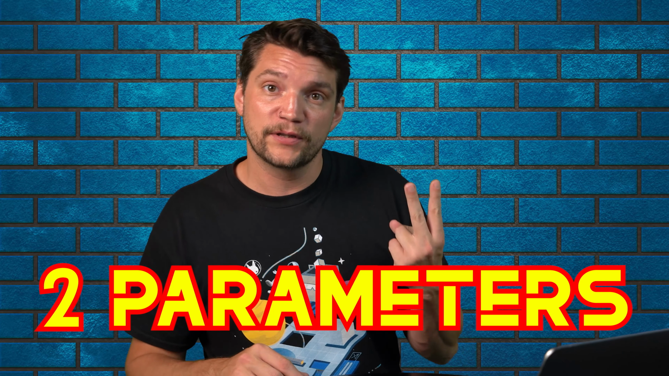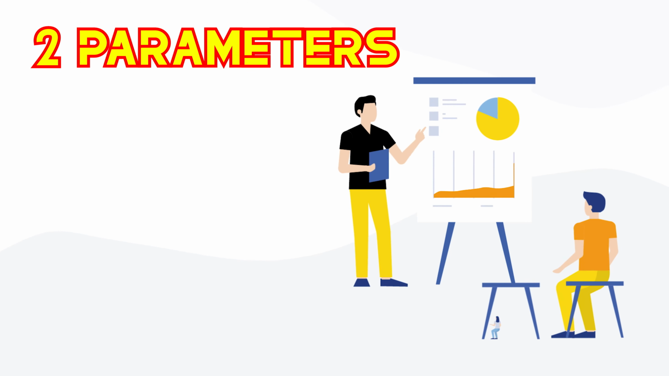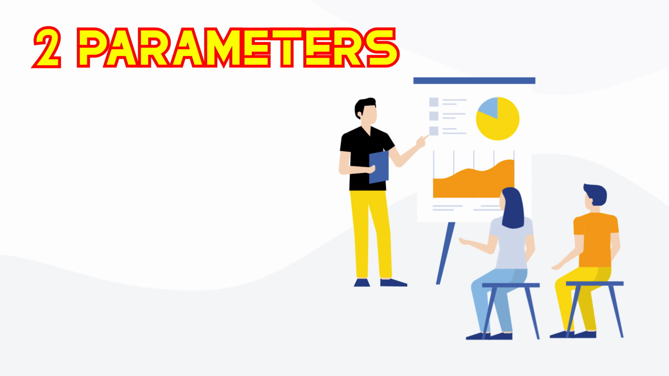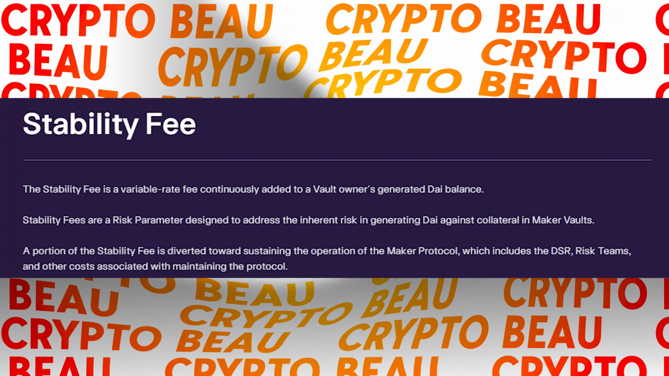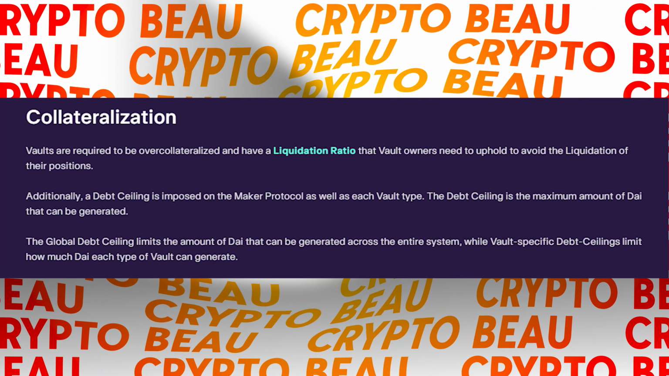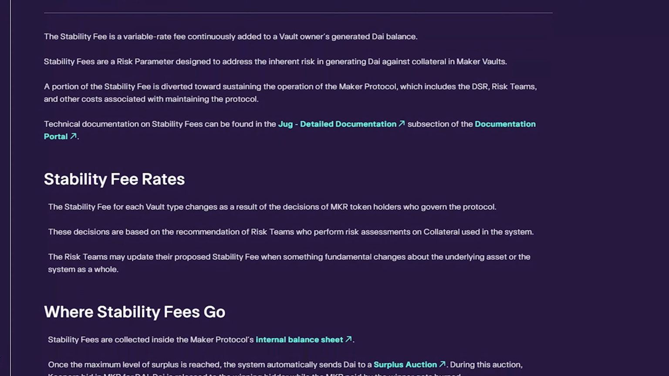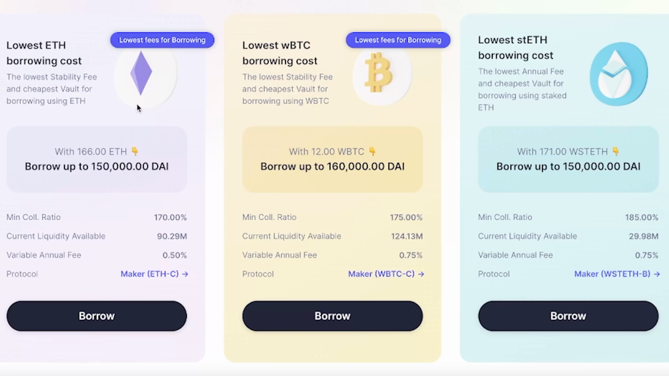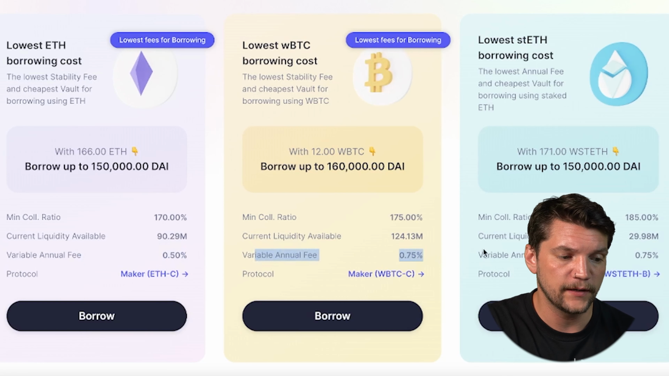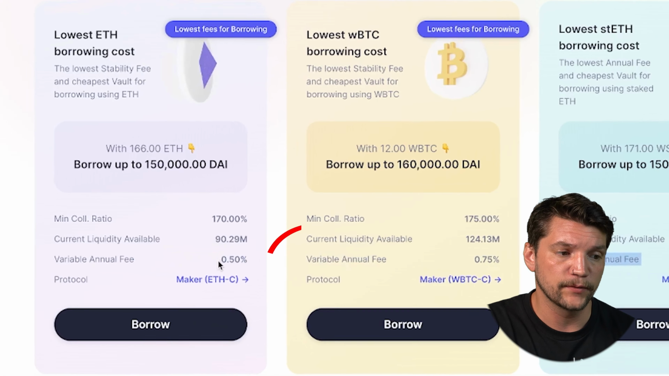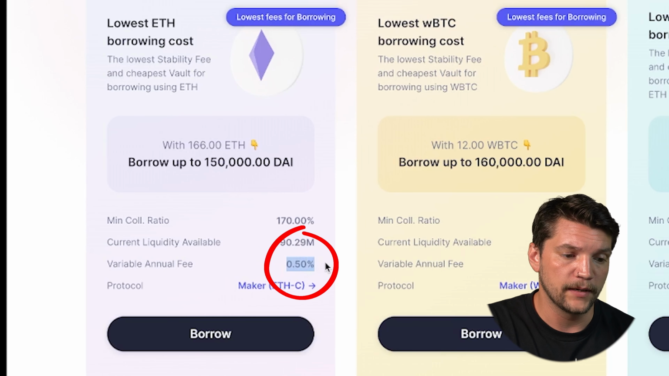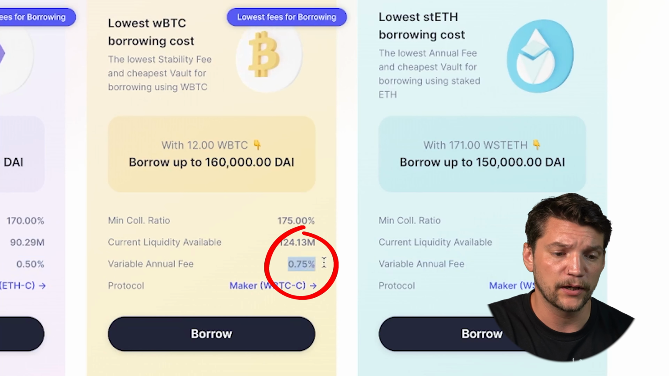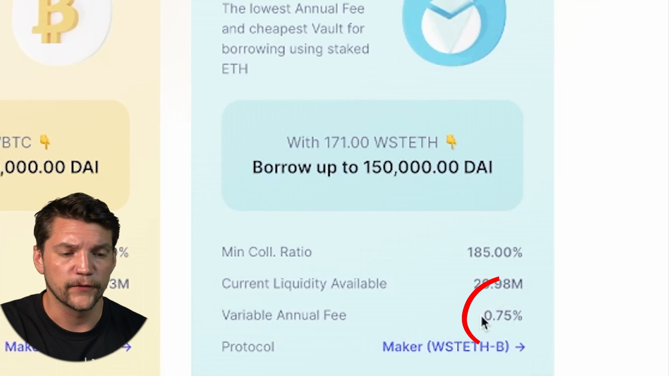But there are 2 parameters that we have to talk about that are a part of each specific Maker vault. There is the stability fee, or the interest rate, and then there is the collateralization ratio. So the stability fee is basically the cost of taking out a loan denominated in DAI. And if you want, you can go over to oasis.app and take a look at the different annual fees that they say they have. This is what the stability fee is, and so you can see that it's 0.5% for Ethereum, it's 0.75% for wrapped Bitcoin, it's 0.75% for staked ETH.